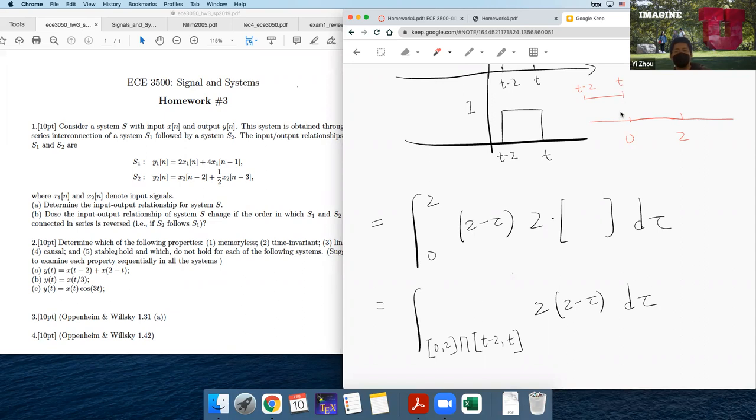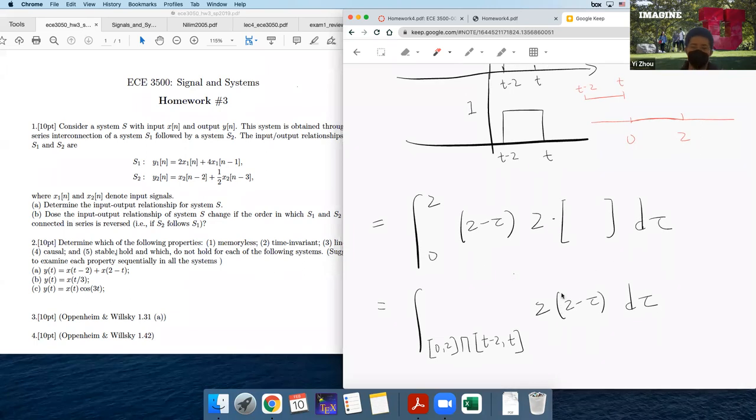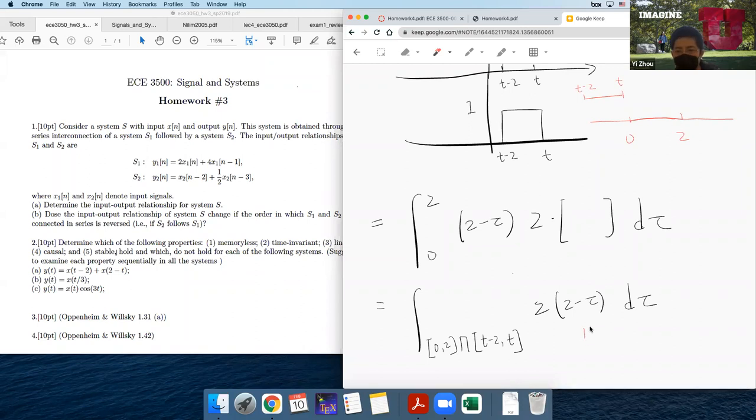For example, if t is less than 0, which means the right endpoint is to the left of 0, or if t minus 2 is greater than 2, which means the left endpoint is to the right of 2. In both cases, this interval has no overlap. And because they have no overlap, this integration is 0. So we get 0.